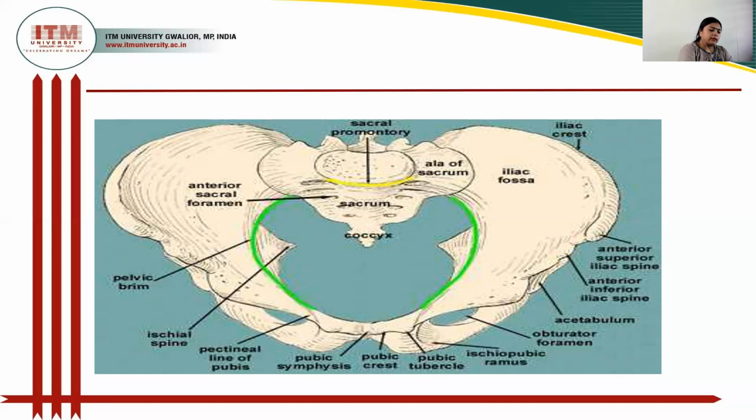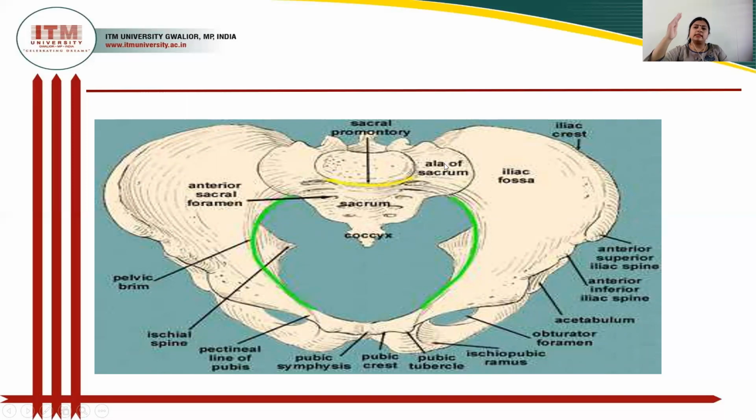Next is the complete explanation of the book. Important landmarks, as you can see. So the sacral promontory, as I already told you, is a region of the bone. The sacral promontory is the bulged part, and the second one is the lower end part. We call it the coccyx.